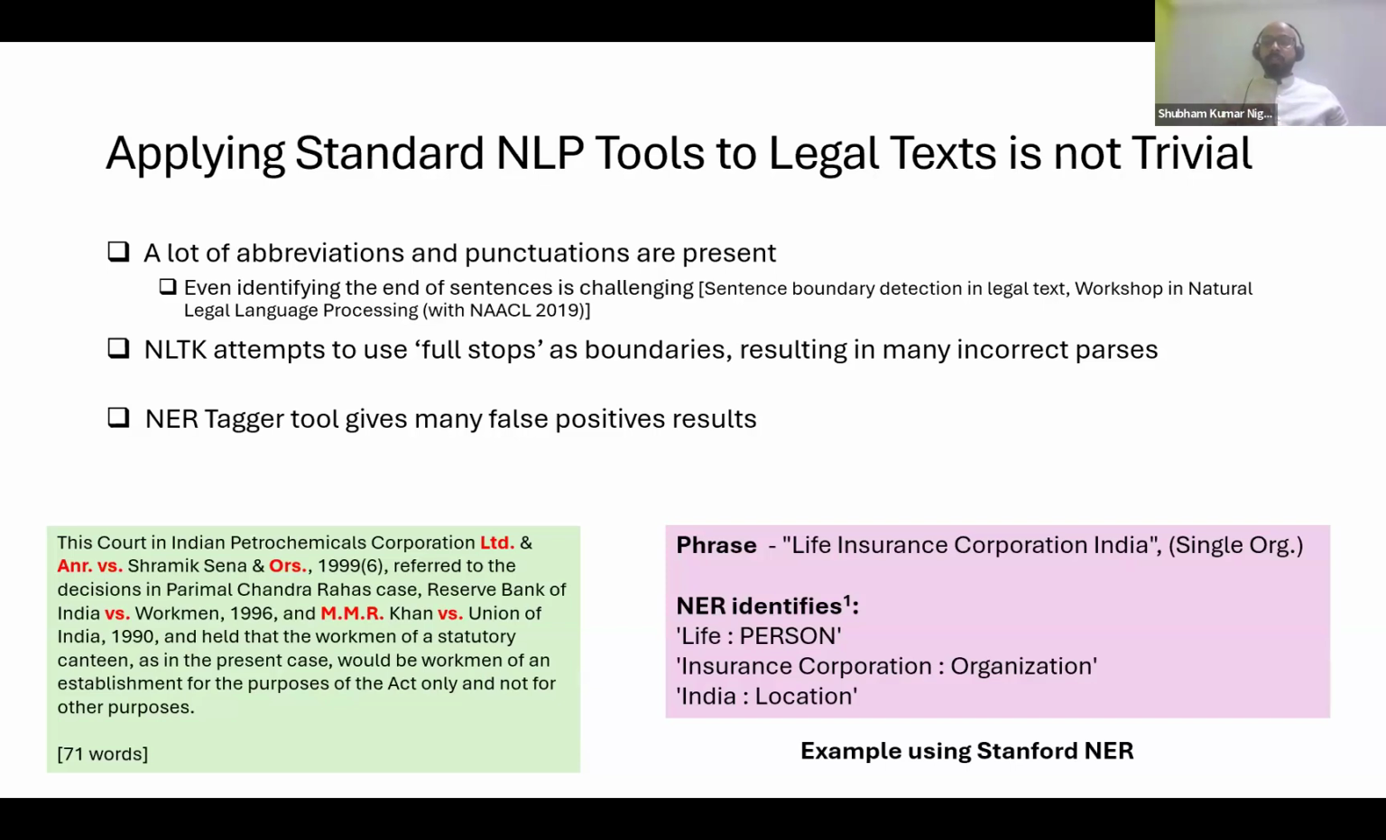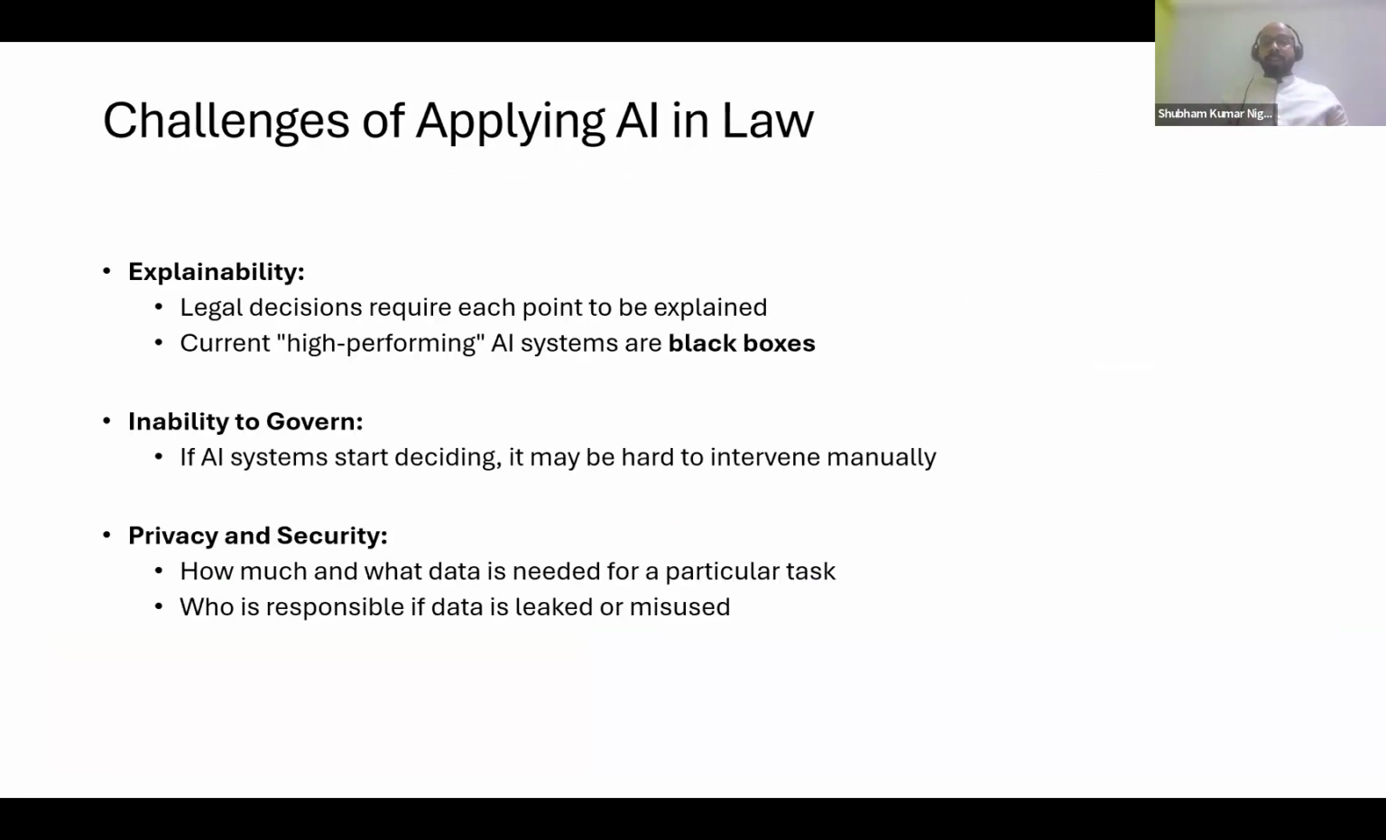Like life is a person, insurance corporation is an organization, and India is a location. So we need a specific tool for the Indian specific data and needs. So, if you want to understand the exact challenges in legal AI, one problem is explainability, because legal decisions require each point to be explained. Otherwise, legal experts will not rely on the outcomes given by the models.